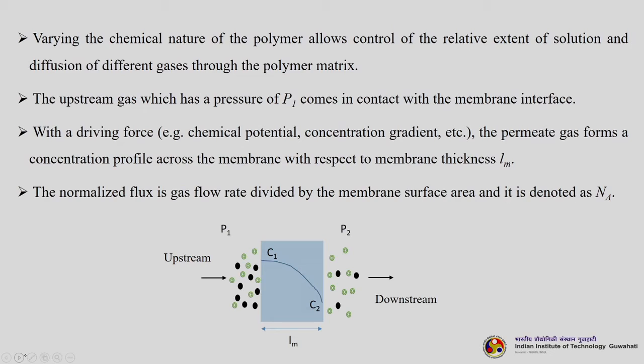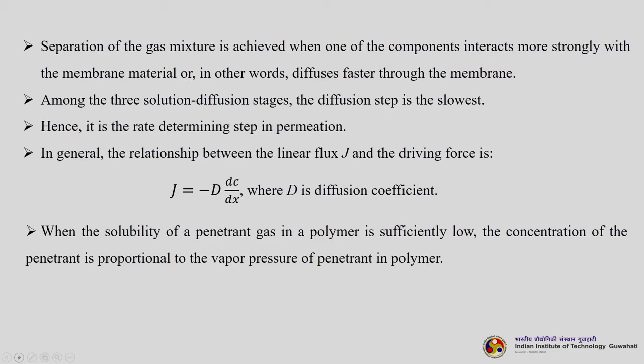Now, the upstream gas, which is at a pressure of P1, comes in contact with the membrane interface with a driving force, that is chemical potential, concentration gradient, whatever it is. The permeate gas forms a concentration profile across the membrane with respect to the membrane thickness Lm. The normalized flux is the gas flow rate divided by the membrane surface area, and it is denoted by Na, the molar flux rate. Separation of the gas mixture is achieved when one of the components interacts more strongly with the membrane material, in other words diffuses faster through the membrane. Among the 3 solution diffusion stages, the diffusion step is the slowest, so that is the rate determining step. Whatever step is slowest will usually be the rate determining step.